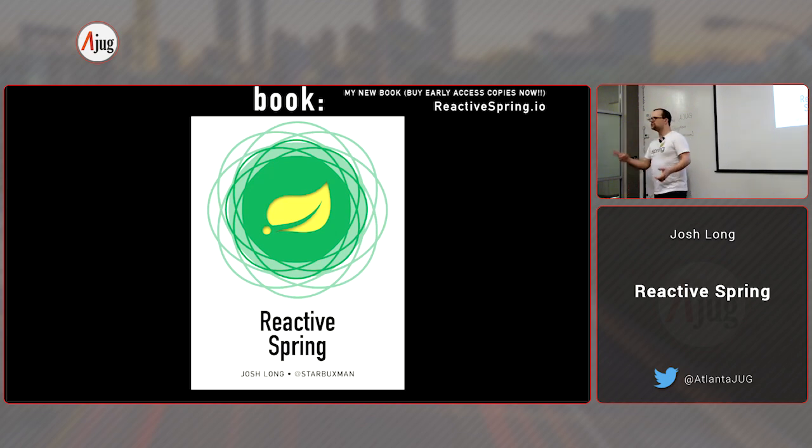We need answers to both these things. How can we make better use of the threads that we've got? And then how can we write code that does the right thing in the face of volatility, in the face of distribution? So this is where reactive programming comes in.